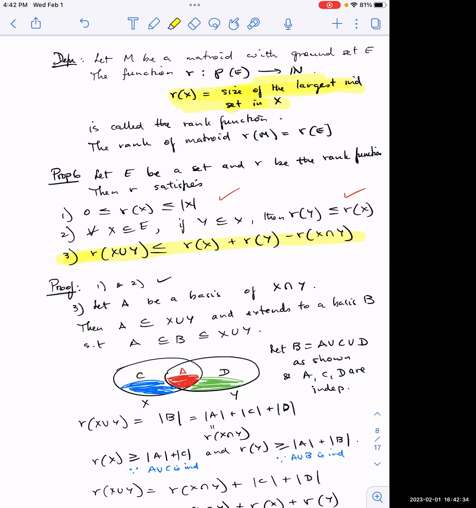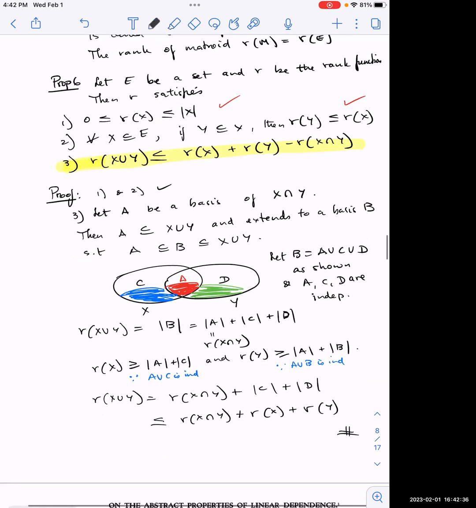And these 3 form, so this would be, say, proposition 7. The rank axioms are equivalent to the basis axioms.